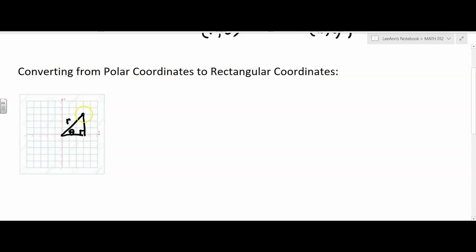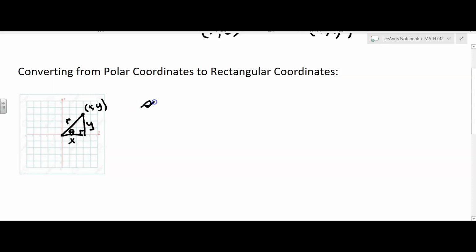Well, because this was a coordinate system, a rectangular coordinate system, we said that point was x comma y. If that's true, then this distance is x and this distance is y. So you have all the pieces there for both polar and rectangular. Now we're going to use the trigonometry.